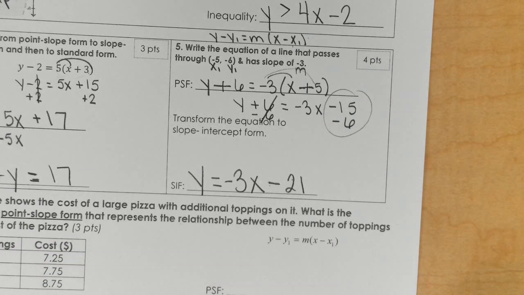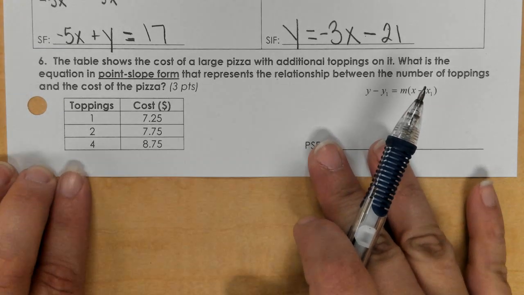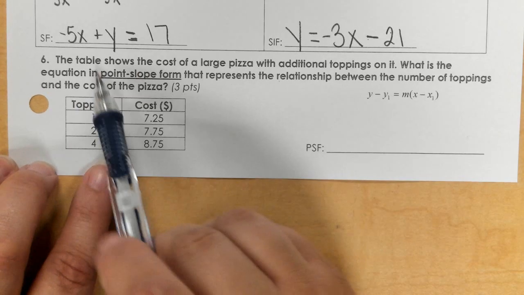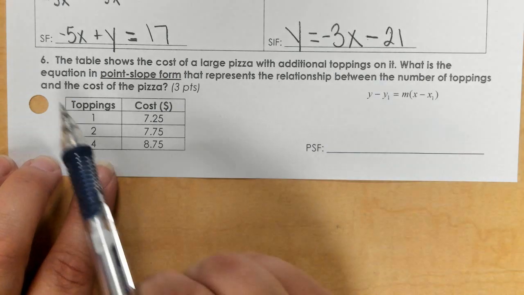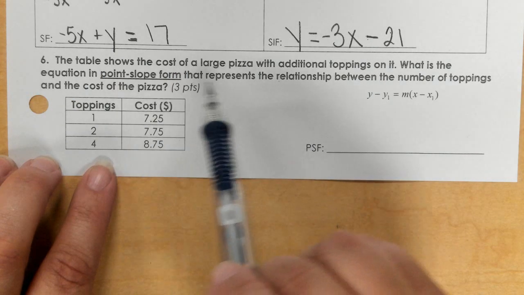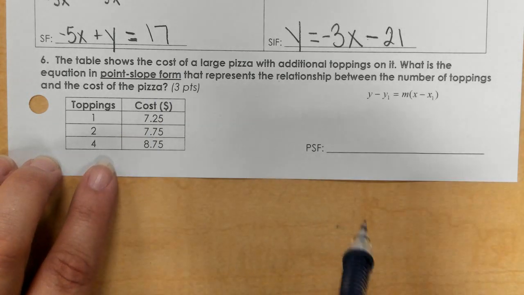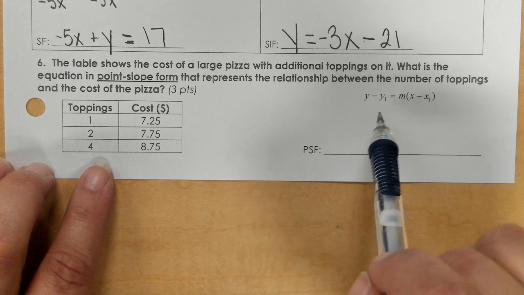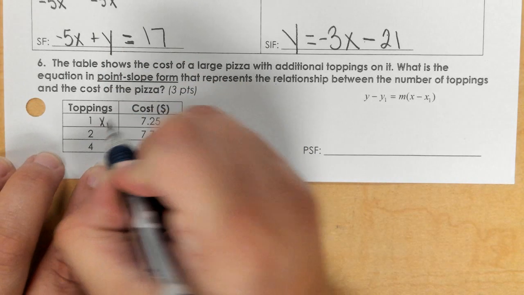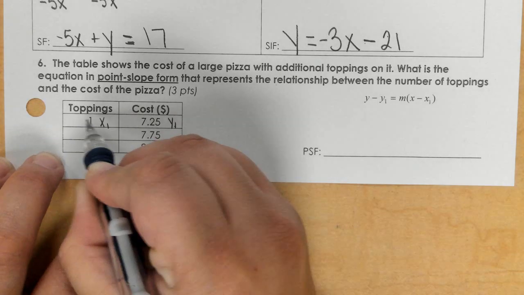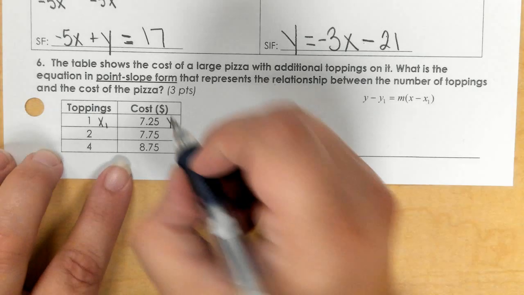Alright, last problem. It says that we have the table, or the table shows the cost of a large pizza with additional toppings on it. What is the equation in point-slope form that represents the relationship between the number of toppings and the cost of the pizza? So we need our point, we need a slope. Okay, so our point is that first row, x1, y1. Okay, that's our first row. It's an ordered pair.